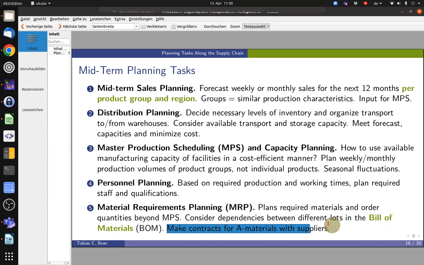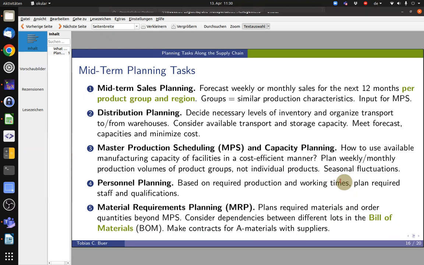Again, A materials are from the ABC analysis. You see this simple concept of ABC analysis that we introduced in logistics management pops up as an important tool to make planning easier on all kinds of levels in the supply chain and in real life.